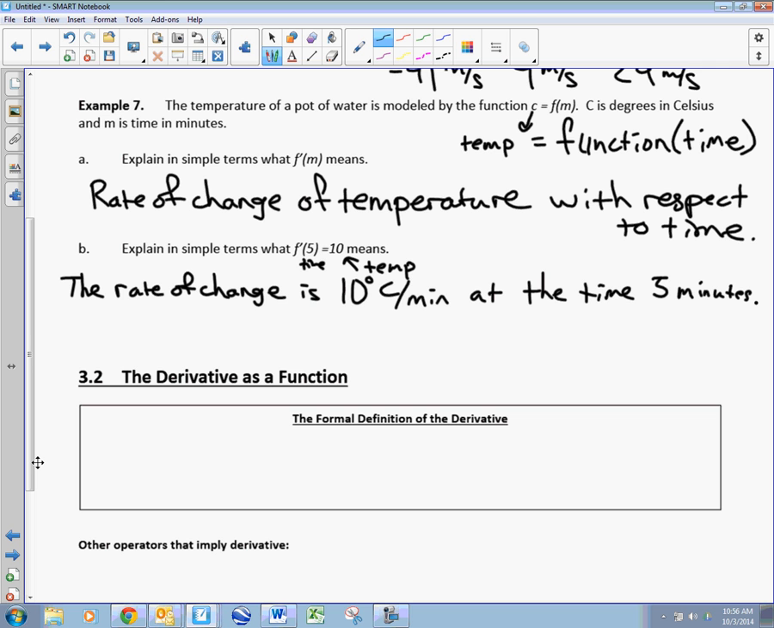Let me give you an example of what you could not state. And this is what people do on their test, and they get angry when I mark it wrong. Some people say, over the course of 5 minutes, the temperature went up 10 degrees. That's absurd. It could have gone up 100 degrees. It could have gone down 200 degrees. You have no idea. All you know is at that one time, it's rising at a rate of 10 degrees Celsius.